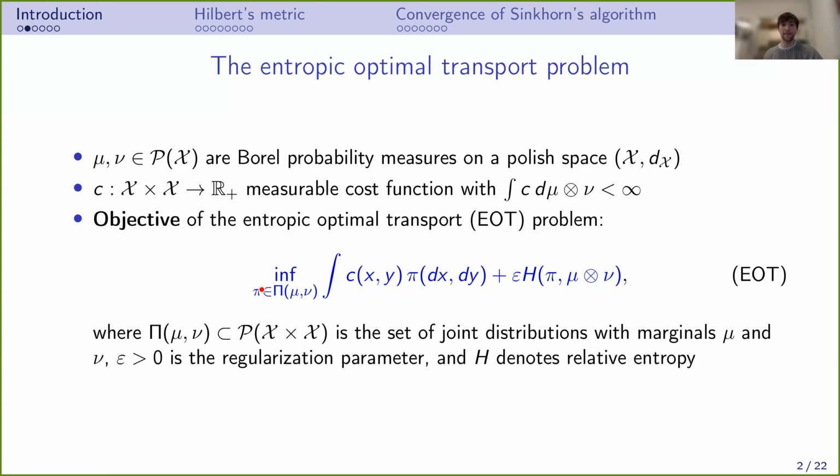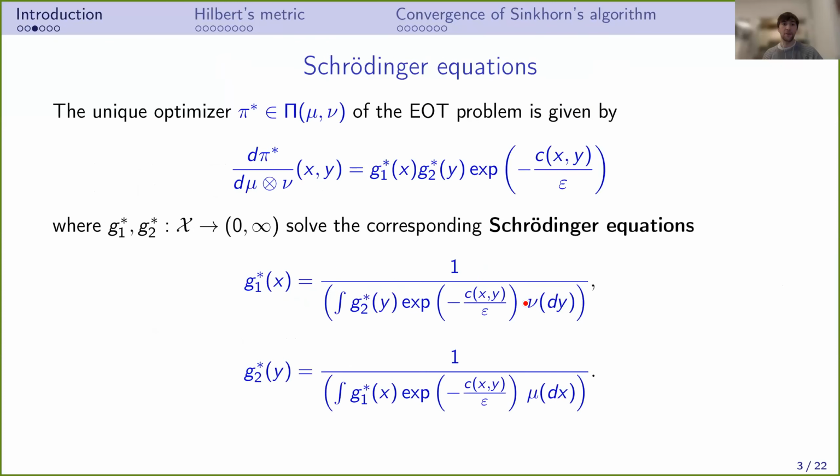And in fact, we're not going to look very much at this kind of problem. The key thing that we're interested in is really trying to find the optimizer of this entropic optimal transport problem for a finite epsilon. And the way we want to do this is via Sinkhorn's algorithm. Sinkhorn's algorithm can be described with the Schrödinger equations. And the unique optimizer of this entropic optimal transport problem can be described by its density with respect to the product measure of the marginals. And this looks as follows.